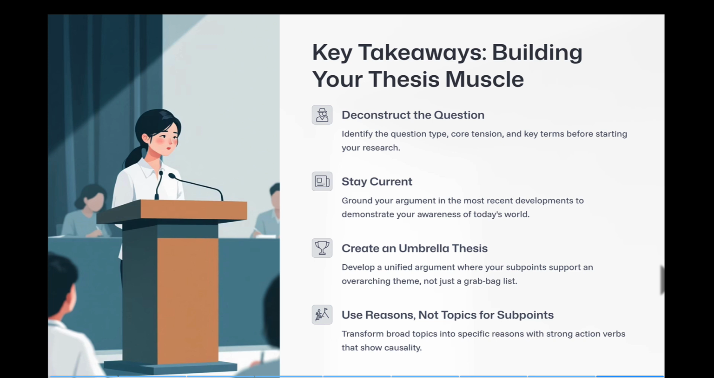And then we obviously talked about how to create a strong umbrella thesis, as well as how to use reasons as opposed to topics for your subpoints. I think it's really important that those last 2 pieces here, the umbrella thesis and reasons instead of topics, you study them. We will definitely be assessing your ability to see whether or not you can really differentiate a very strong Extemp thesis from a weak one, and then be able to implement that on your own Extemps.